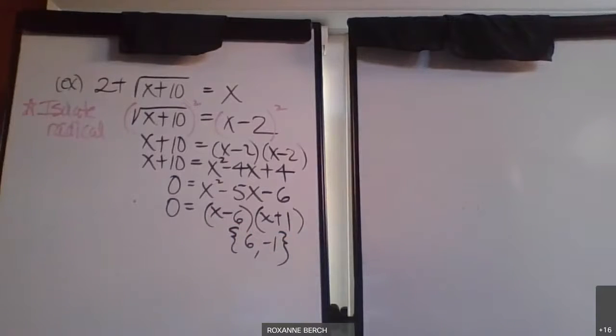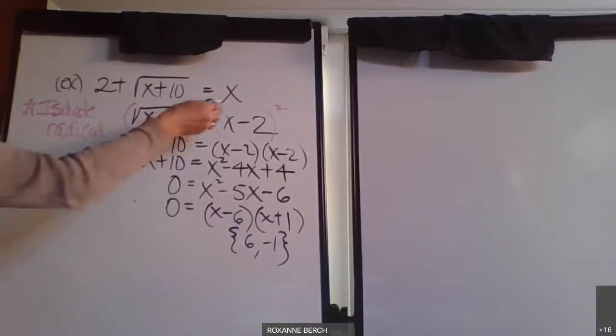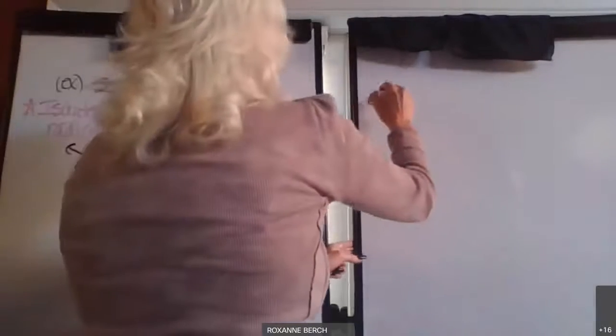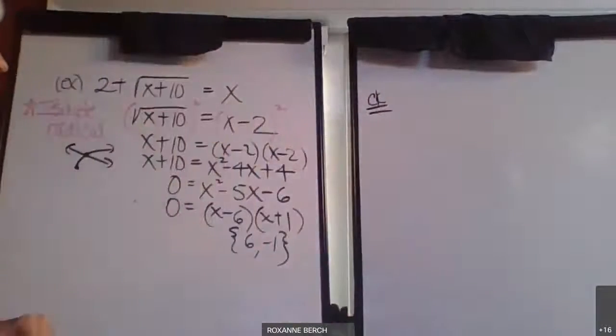And I don't know about you, but I'm thinking about this. With the graphical approach, you have a square root, and that's a line. Can it cross twice? I'm not sure. So I'm going to check, and you have to check when you square both sides like that.